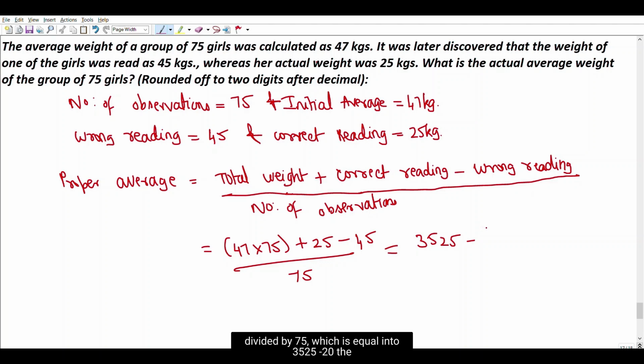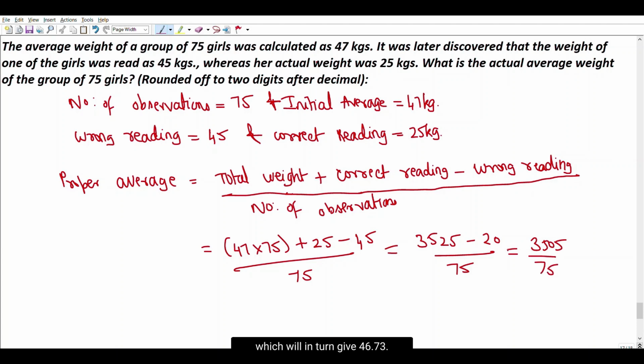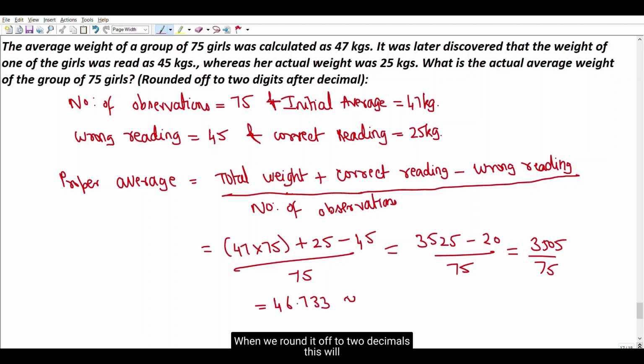3525 minus 20 the whole divided by 75, that is 3505 divided by 75, which will in turn give 46.733. When we round it off to two decimals, this will be 46.73 kilogram. That is, initially of 75 girls, the average weight was considered to be 47.